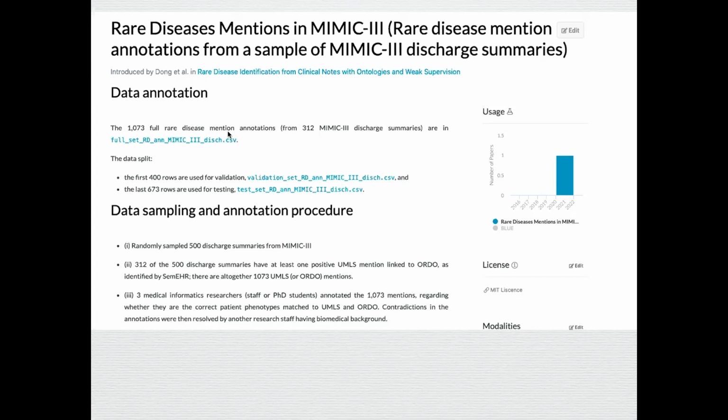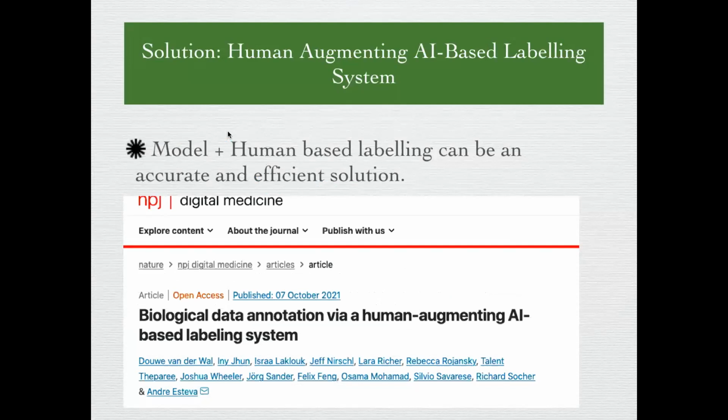To solve the annotation problem, one paper has been recently published. This paper is based on image data, but we can directly adopt the approach for text data or any other data set. The authors proposed a human-augmenting AI-based labeling system in which initially untrained deep learning models learn from human demonstrations, train themselves, and begin to augment human annotation ability. This approach reduces the human workload while preserving the annotation quality.